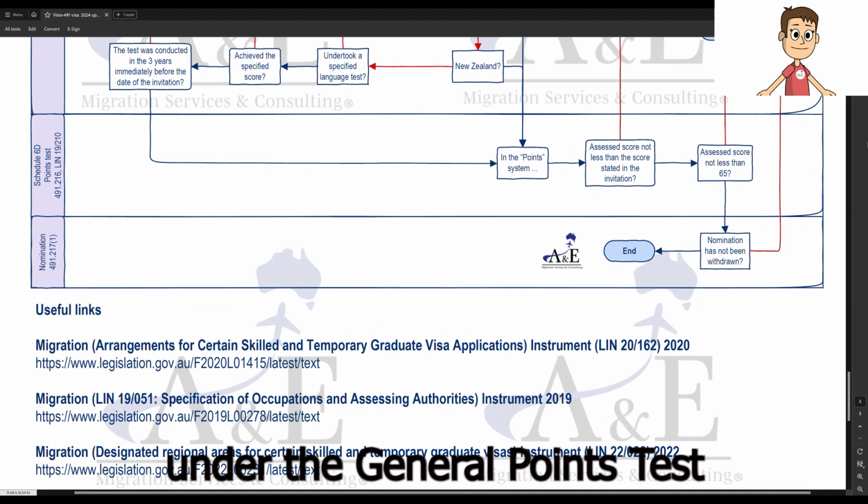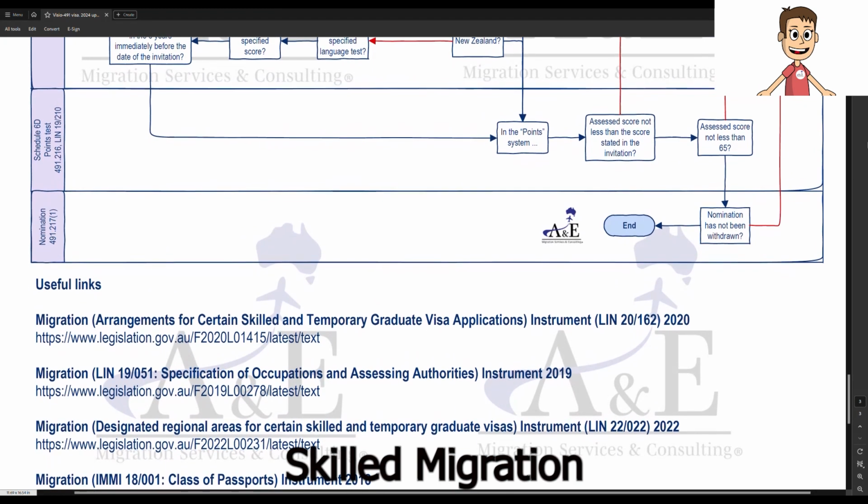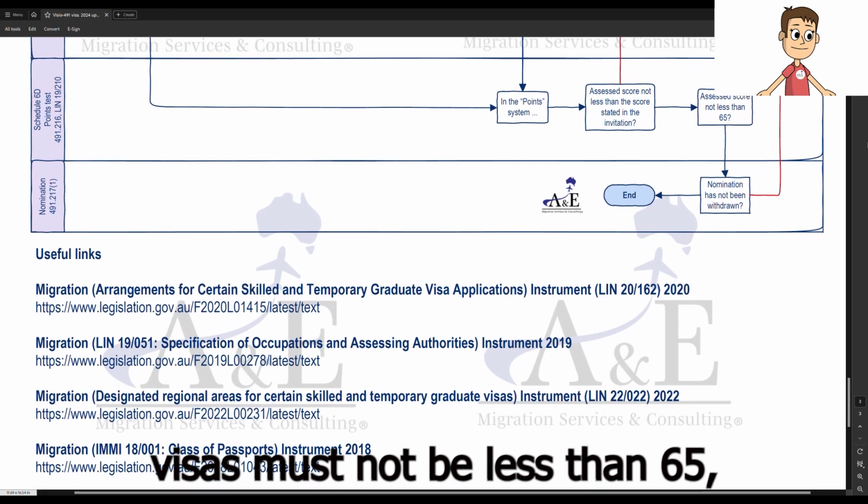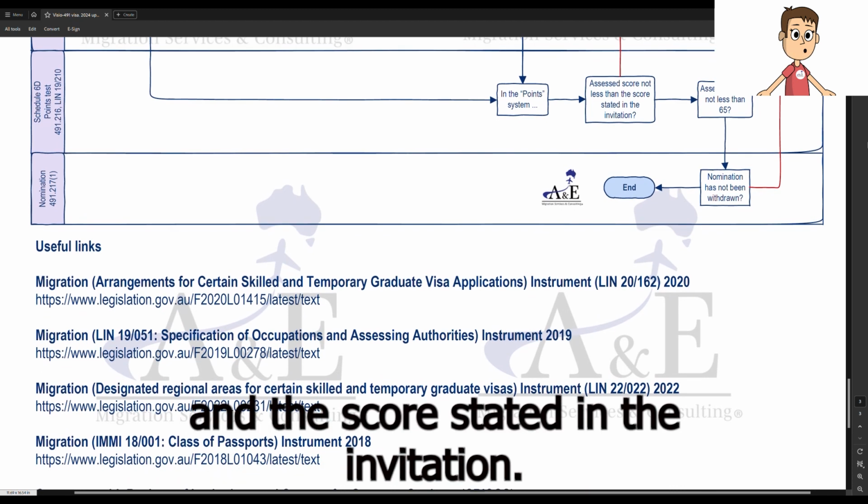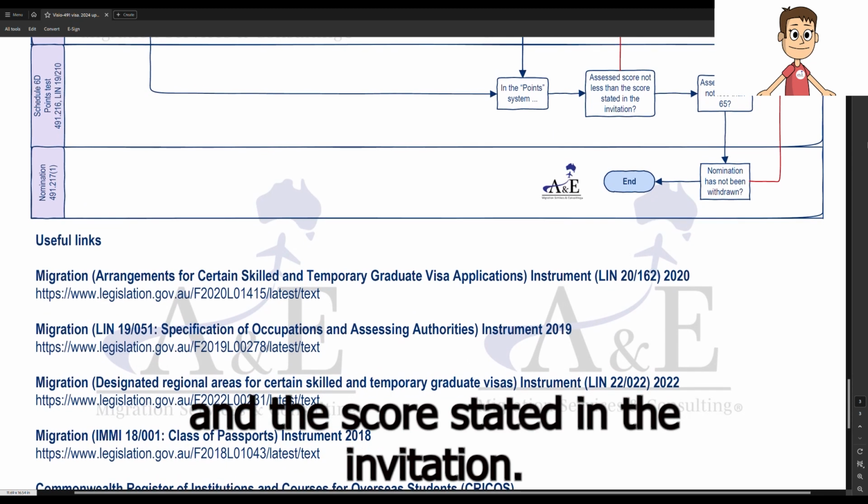Your assessed score under the General Points Test for General Skilled Migration Visas must not be less than 65 and the score stated in the invitation.